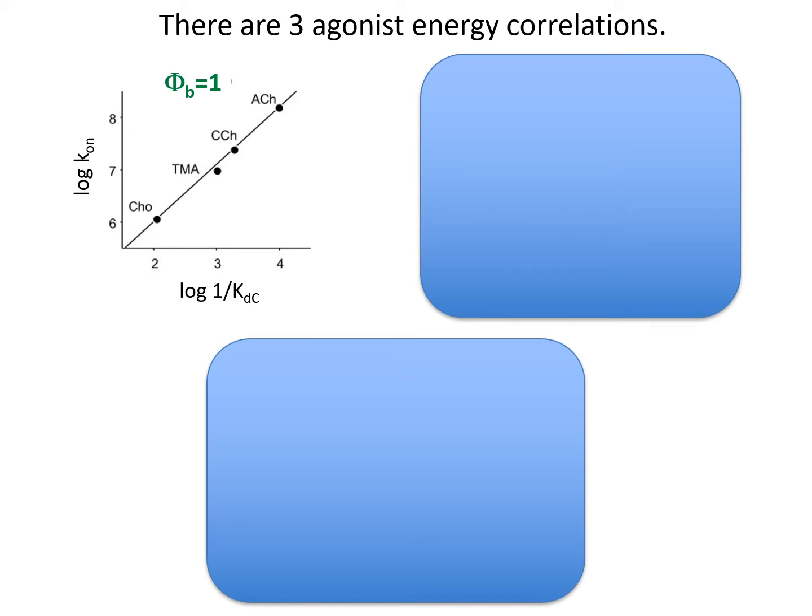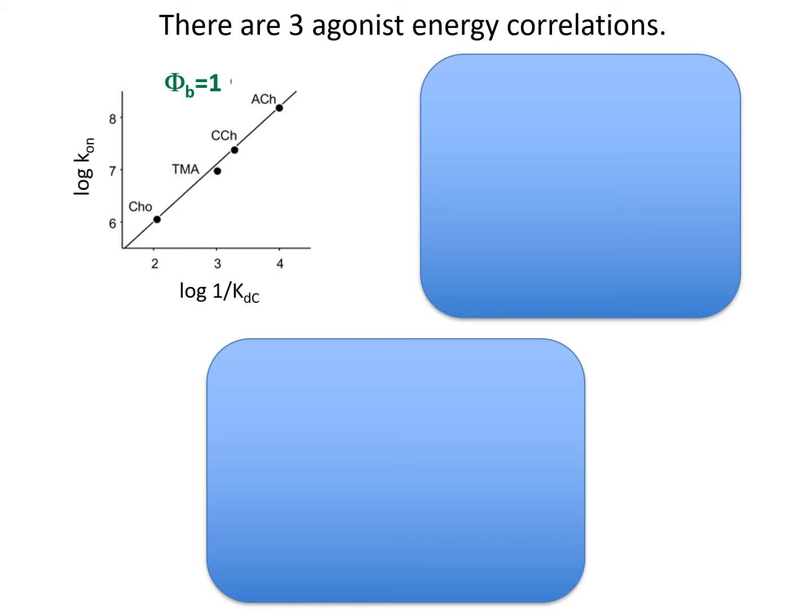So phi is the slope of that relationship, and B stands for binding of the agonist. So these all pertain to the agonist. So the phi value for binding of the agonist is 1. That means that the on rate is what varies between agonists. The off rate stays the same. So that's one strong agonist correlation.